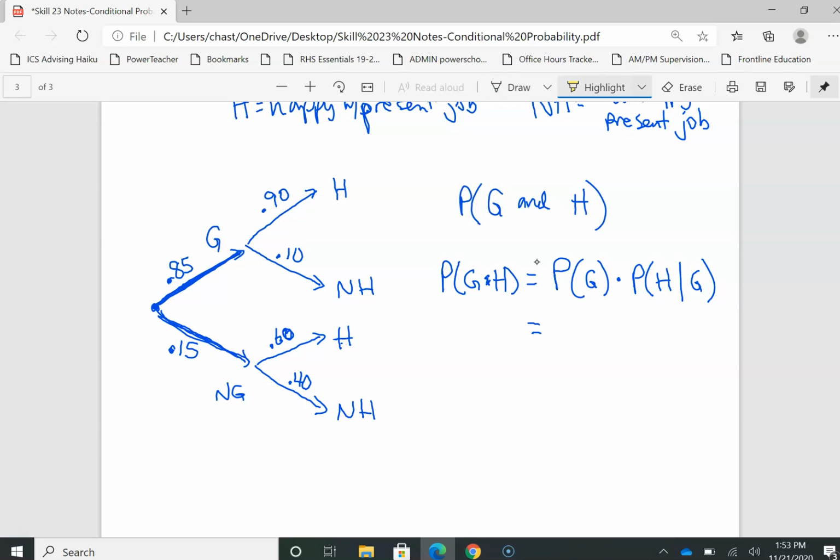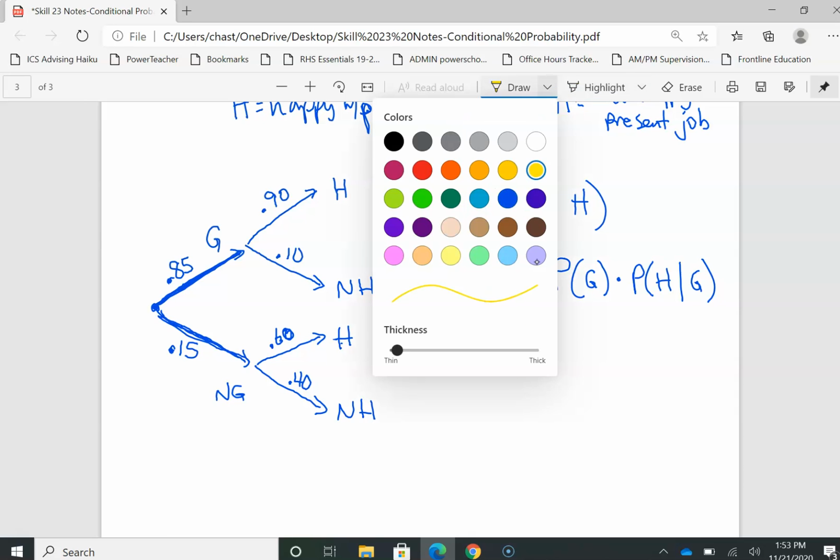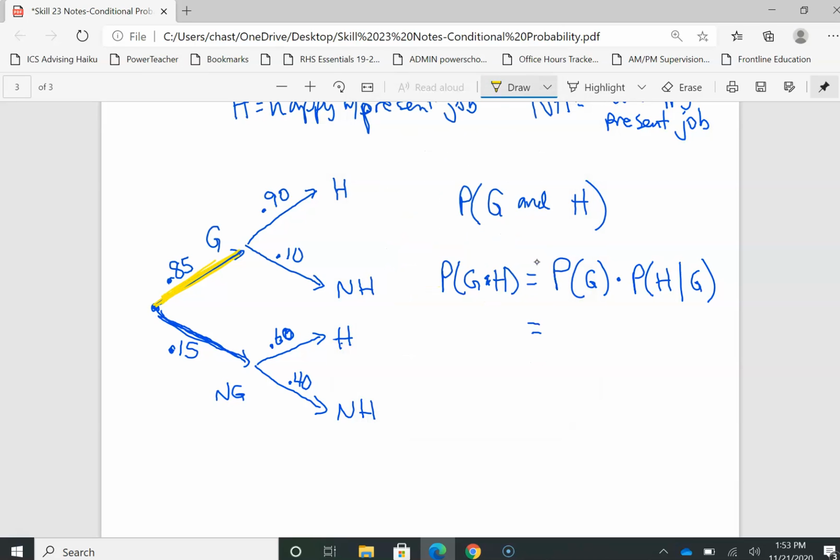When we look at this from the perspective of the tree diagram, here's the probability that we graduated, so 0.85. And we're going to multiply it by the probability that we are happy given that we graduated. That's this piece right here, 0.90. To find that probability, we multiply those together and we get 0.765, or about 77%.